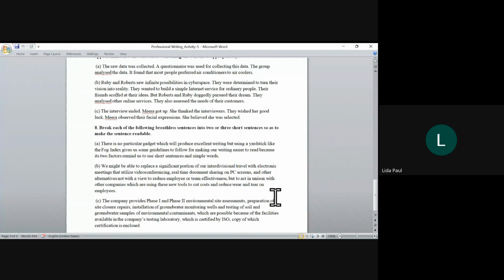So there is no particular gadget which will produce excellent writing. Next, but using a yardstick like the fog index gives us some guidelines to follow for making our writing easier to read. Okay, this has to go entirely together. That's your second sentence. Then you write, this is because its two factors remind us to use short sentences and simple words. That's it. So you have three different sentences now instead of that one whole big sentence. And it is easier for us to understand now, right?